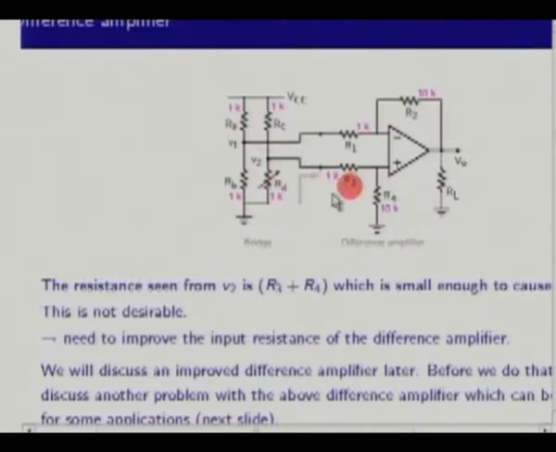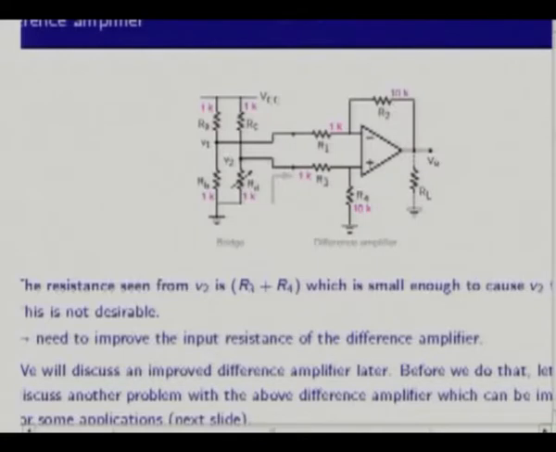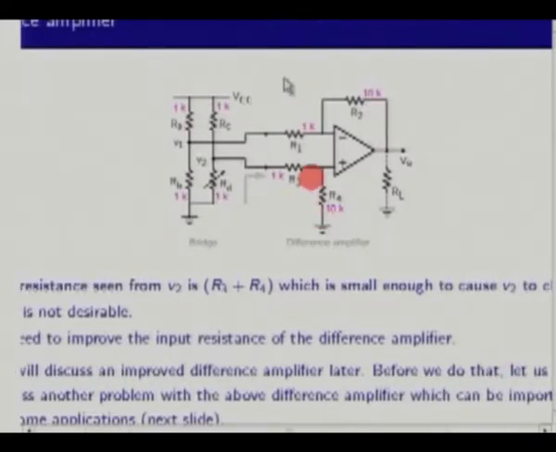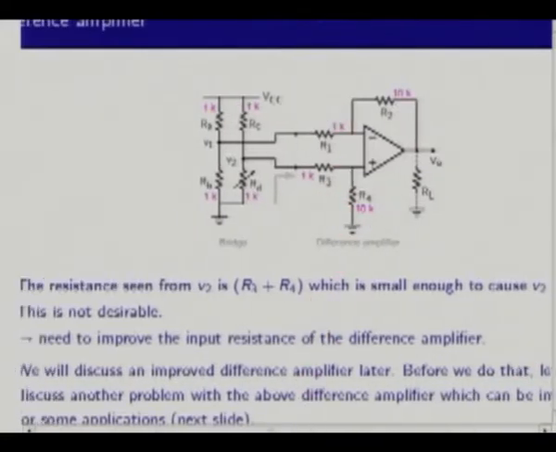It's now going to be something else. So there is a problem there. And that is because this difference amplifier does not have a large input resistance. So that is one problem. We will also mention another problem.